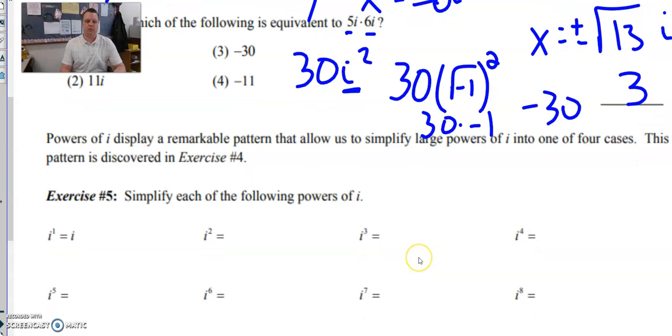That's fine. No problem, especially on the multiple choice. No big deal. Now, i to the first power. Simplifying powers of i, because it's not only going to be 1, 2, 3.